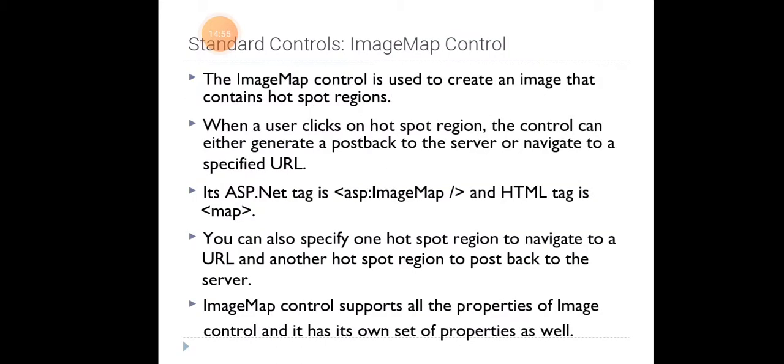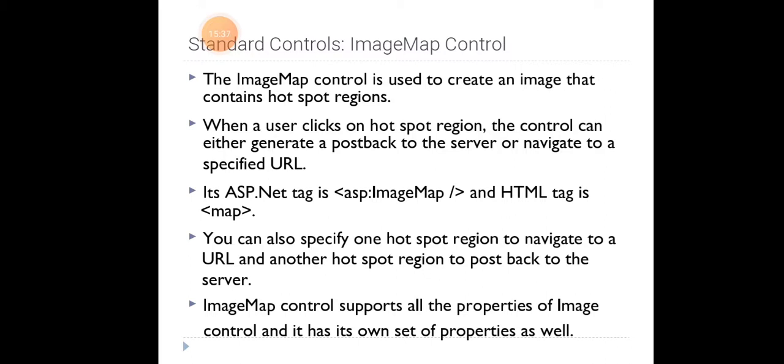Next, image map. Image map control is used to create an image that contains a hotspot region. That means we can take the Google map as an example for image map. When a user clicks on the hotspot region, the control can either generate a post back to the server or navigate to a specified URL. In the Google map, when we click any specified area, it will automatically move on to that particular place.